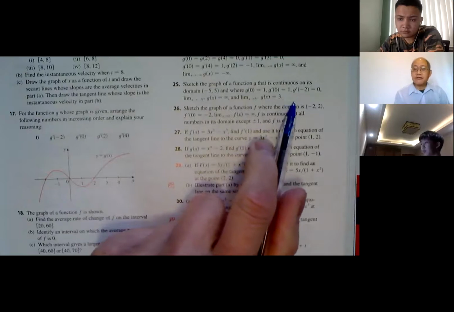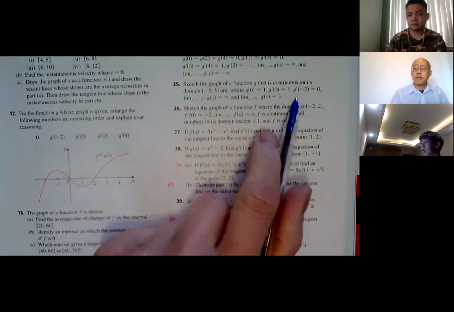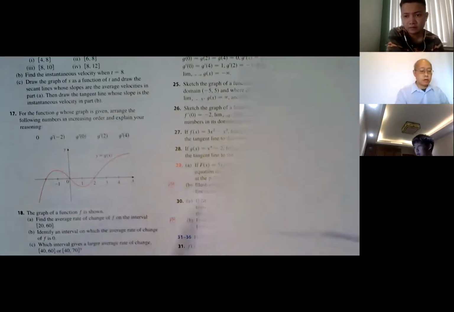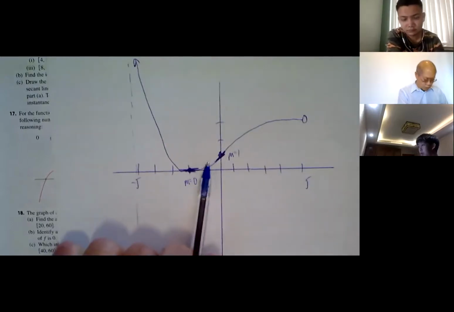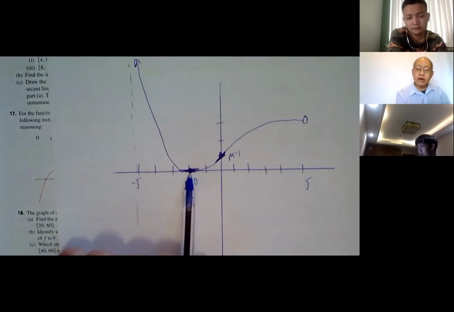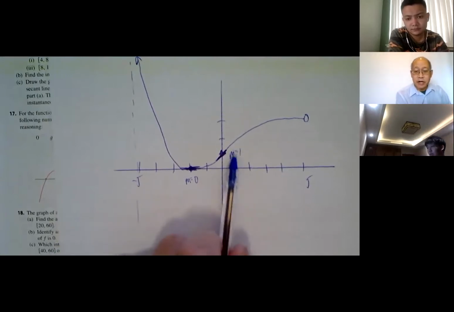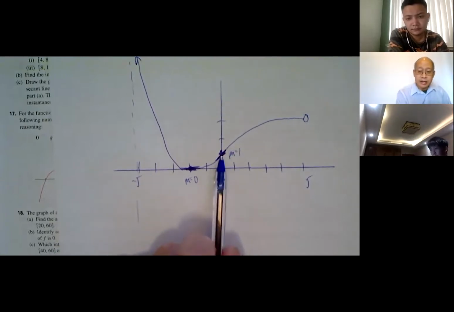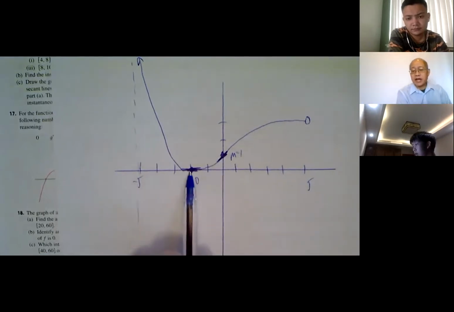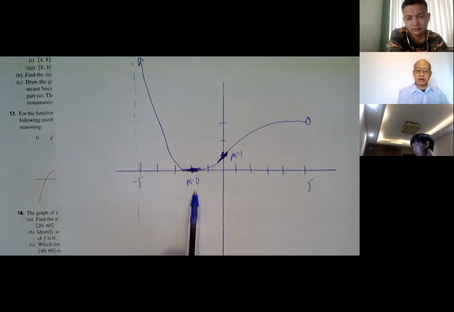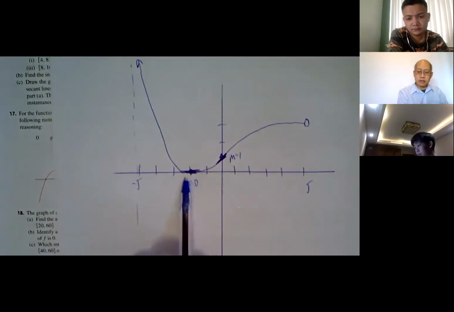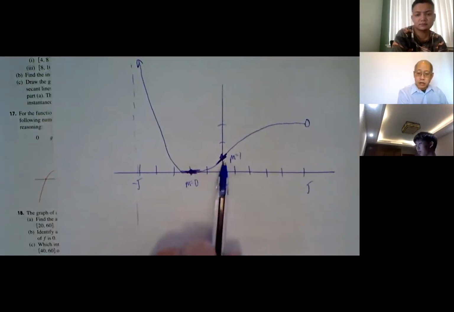G prime of -2 equals 0. Slope at -2 equals 0. Okay, so I drew it like so. Now, they don't tell you what the y coordinate is. So the y coordinate could be down here or down here. I do know that it seems to be going down. This time when I say down, it's moving from right to left. So I just put it on the x-axis. It could be down here or here. But the main thing is the slope is 0. Okay, here the slope is 1.